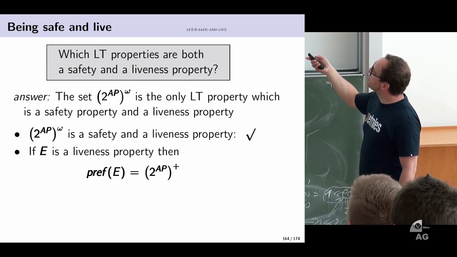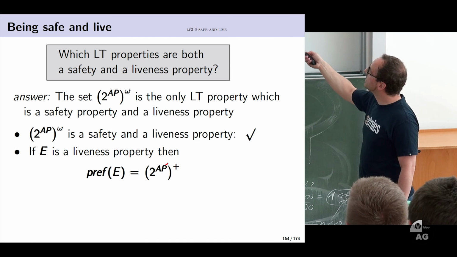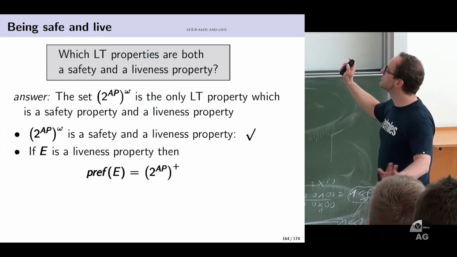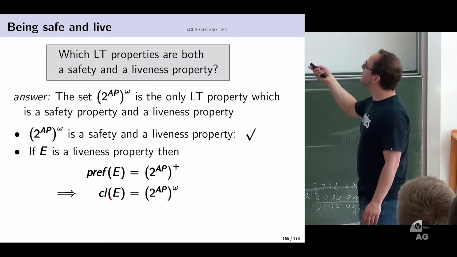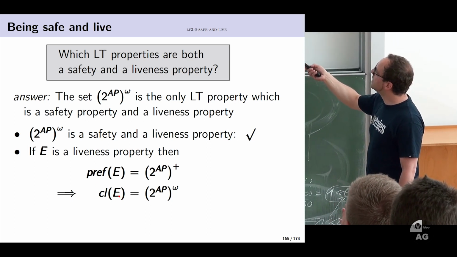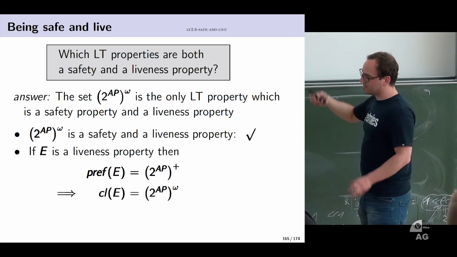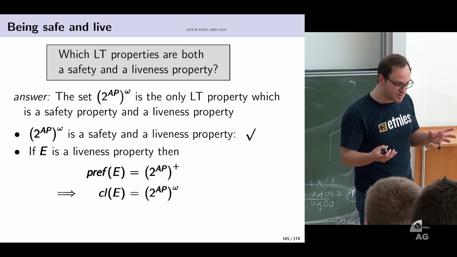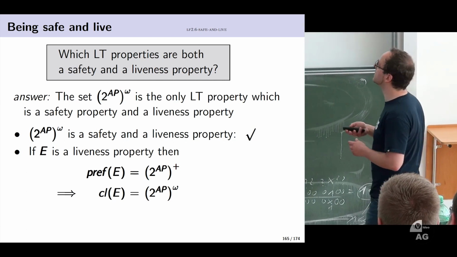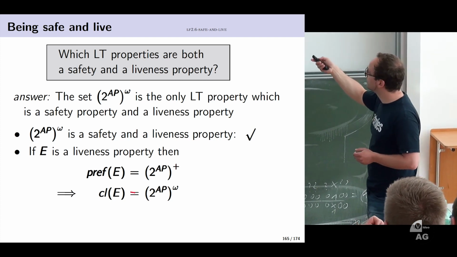So we just proved that, from the definition of a linear time property, we know that it's a liveness property. If it's a liveness property, then we have that the prefixes of the property are all finite words. I mean, that's just applying the definition. But then if you apply the closure, then you know that the closure of this property E must be the set of all infinite words, right? Because the closure doesn't introduce new prefixes, but it adds all infinite words whose prefixes are fully contained in this set. And this set is the set of all finite words.